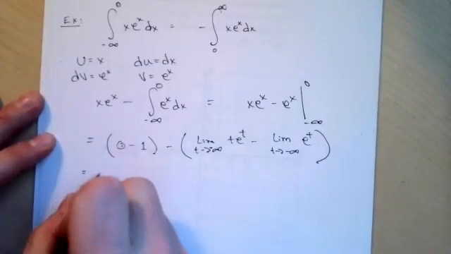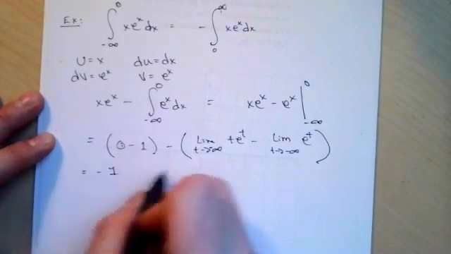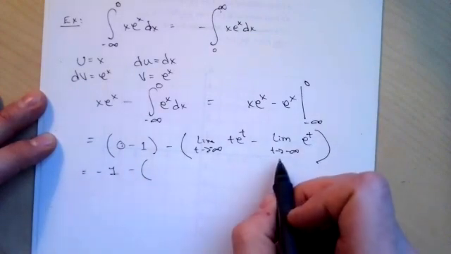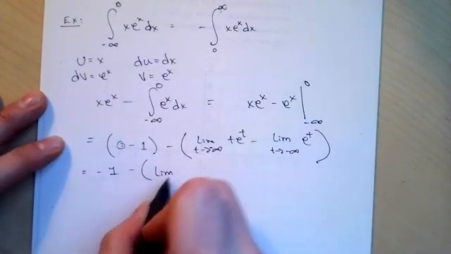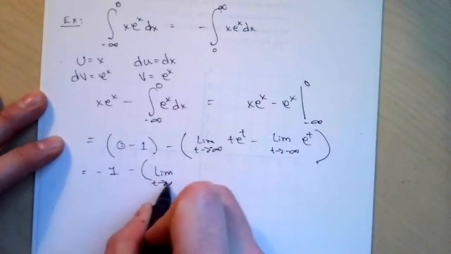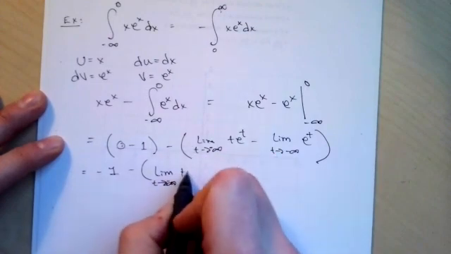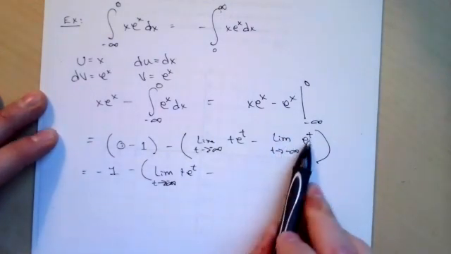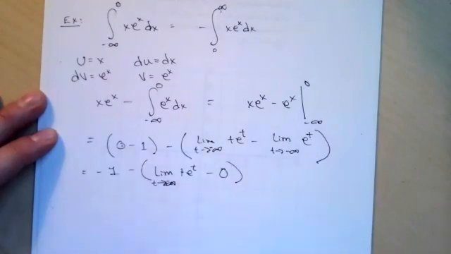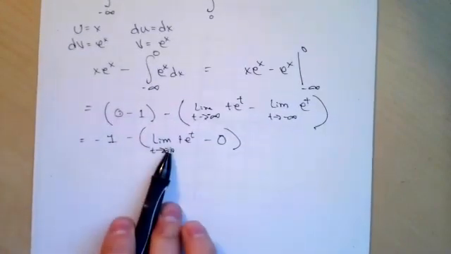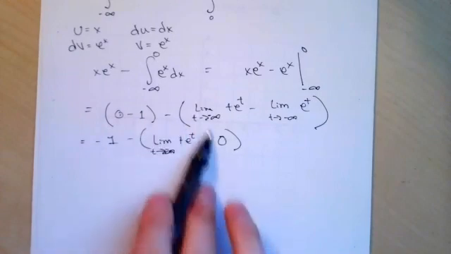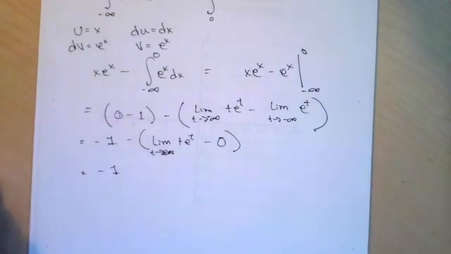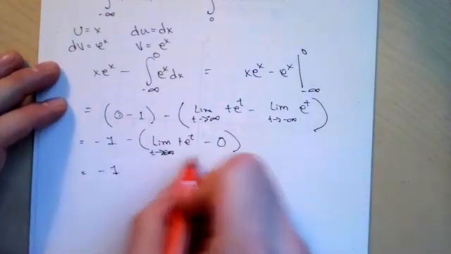This term's finite. It's just going to hang out in our work. And then this term here, what's going to happen here? E to the negative infinity is going to be 0. So the only one in question is this guy, and we have to figure out what's going on here. I'll give you a hint. It's 0.